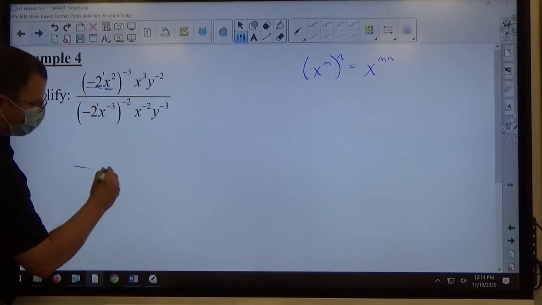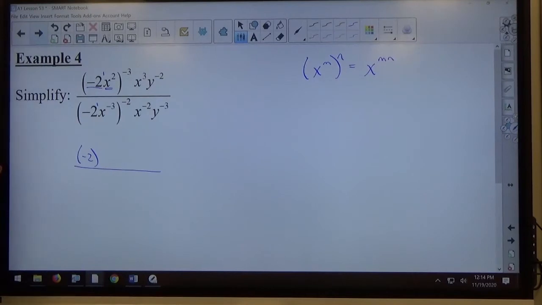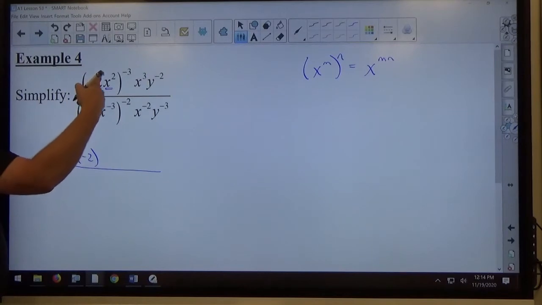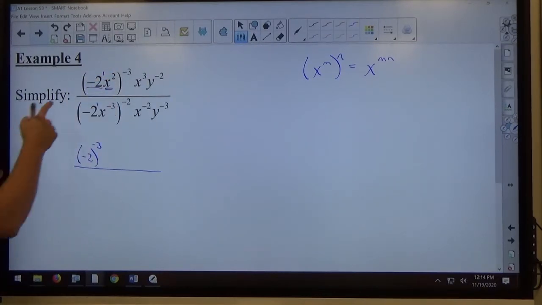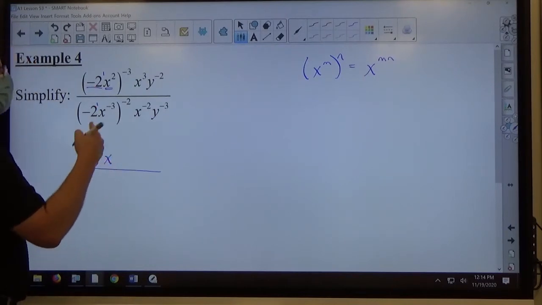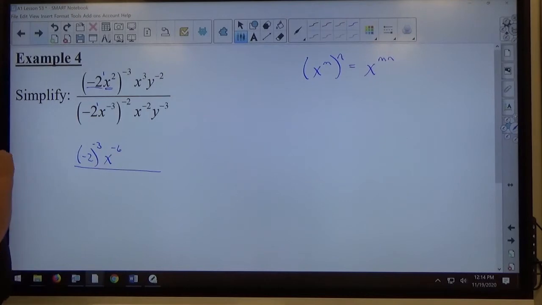So if I take a look at that, I'm going to keep negative 2 in parentheses until the negative is taken care of. Anytime you have a negative number, keep it encased in parentheses until the negative has been taken care of. And the base is negative 2. I multiply the inside 1 times the outside negative 3. That makes negative 3. The next base is x. The inside 2 times the outside negative 3 makes negative 6.